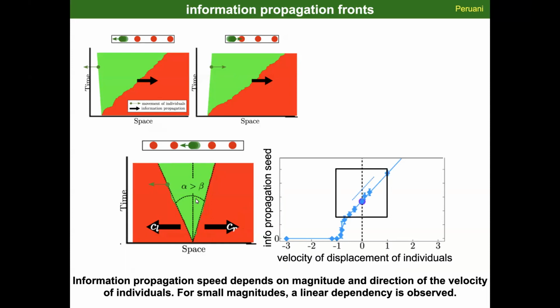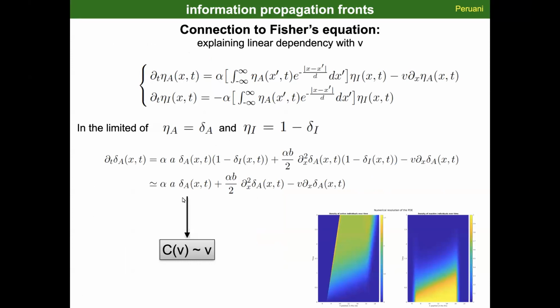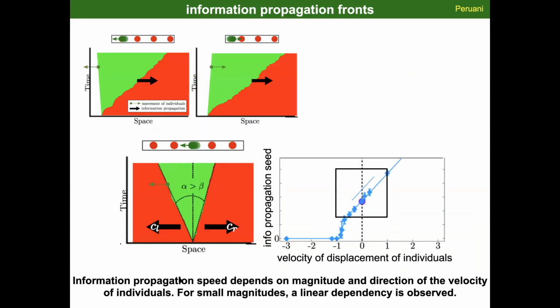Now you can start not from the border, but with a particle that is in the middle of a system where everybody is red. Then what you would see is that the information propagation speed depends on the magnitude and direction of the velocity of individuals. You can also measure that by performing simulations, and for small magnitudes of the speed of the individuals, there is a linear dependency of the information propagation speed.